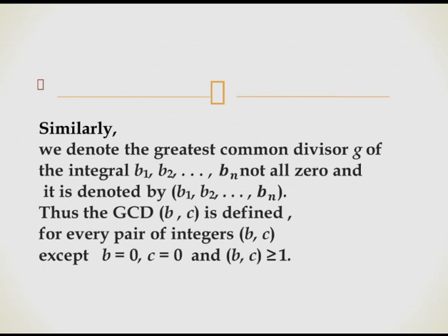Similarly, we denote the greatest common divisor g of the integers b1, b2, etc., bn, not all 0, by the bracket (b1, b2, etc., bn). Thus, the greatest common divisor of b, c is defined for every pair of integers b, c except b equal to 0 and c equal to 0, with (b, c) greater than or equal to 1.